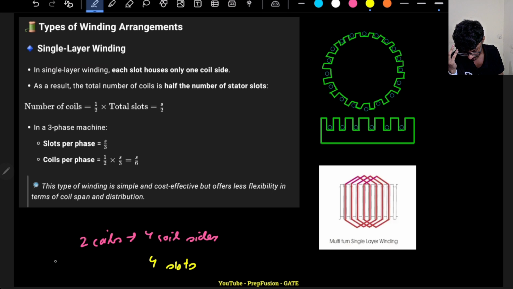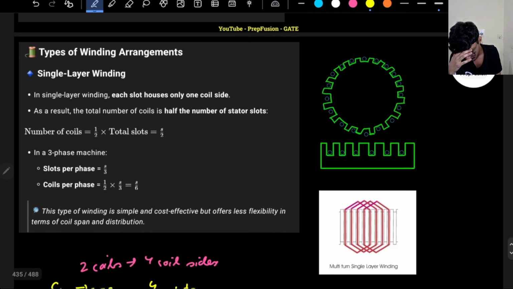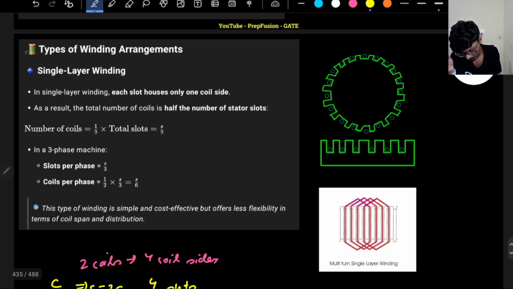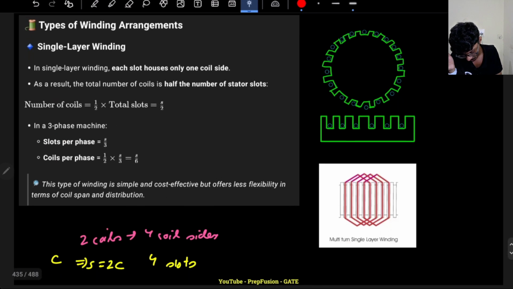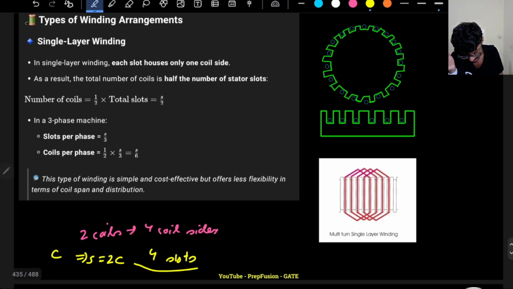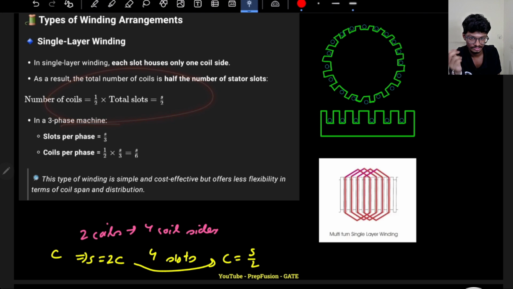So for C coils I will require 2 times C slots. The number of slots S will be 2C. From here I will be able to get my total number of coils. What will be the total number of coils? Total number of coils C will be S by 2. That is what is written over here: number of coils equals S by 2.